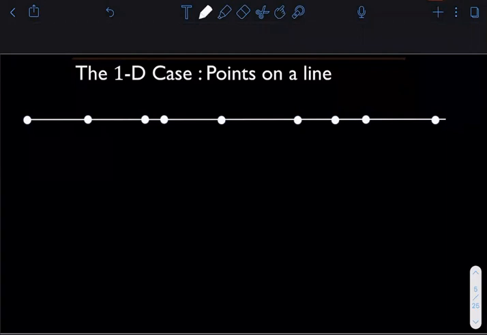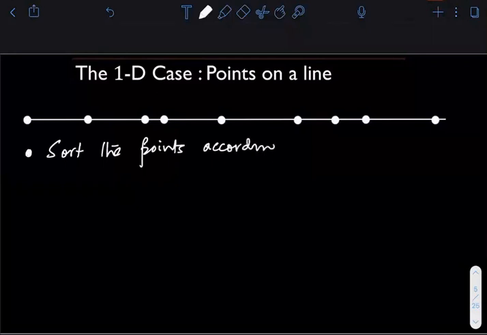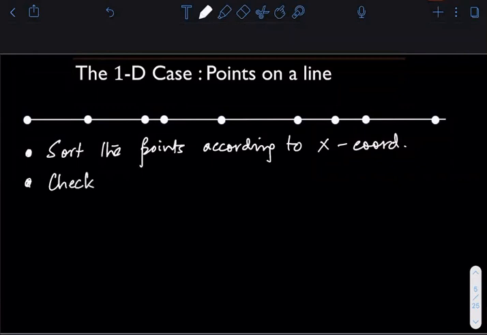Okay, so some people have already answered. So what you can do here is, the point is we can sort the points according to x-axis or x-coordinate, and then check every adjacent pair.